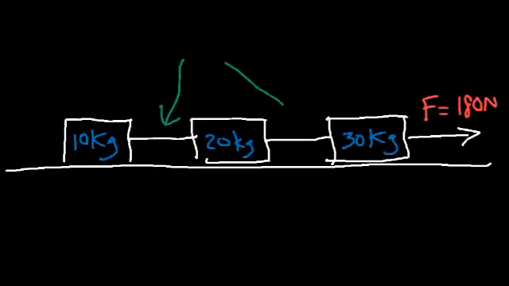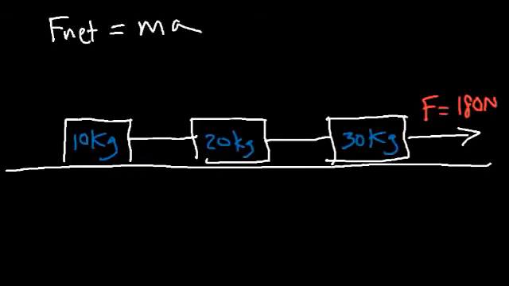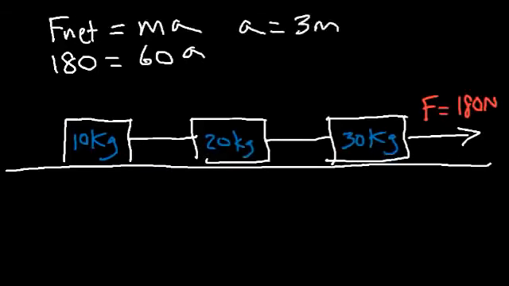in these two ropes. So the first thing we need to do is find the acceleration. So the net force of 180 is equal to the total mass times the net acceleration. The total mass of the system is 60 kilograms. So 180 divided by 60 is the same as 18 over 6 if you cancel the zeros. 18 divided by 6 is 3. So the acceleration is 3 meters per second squared.